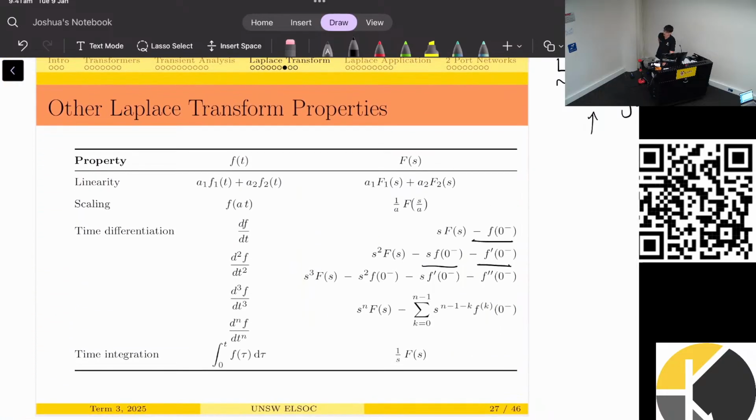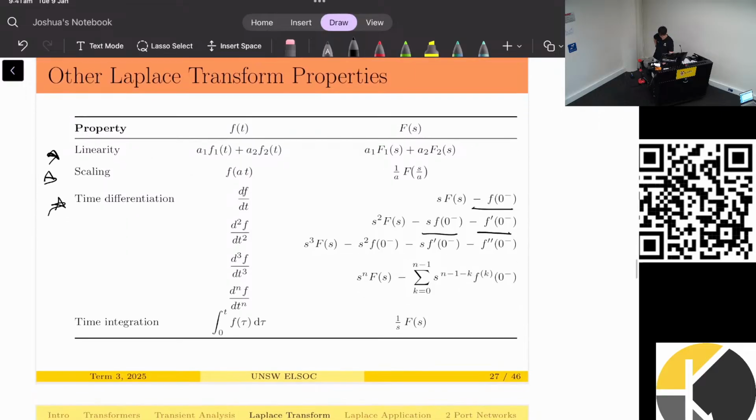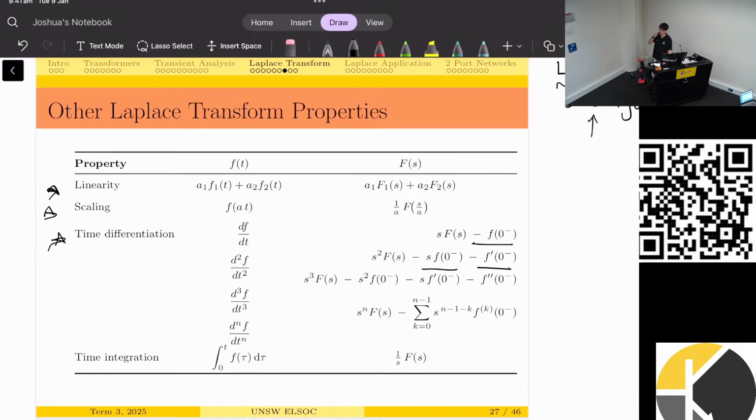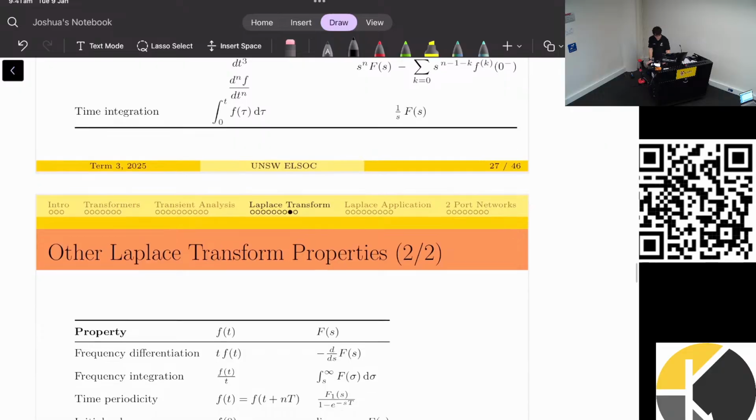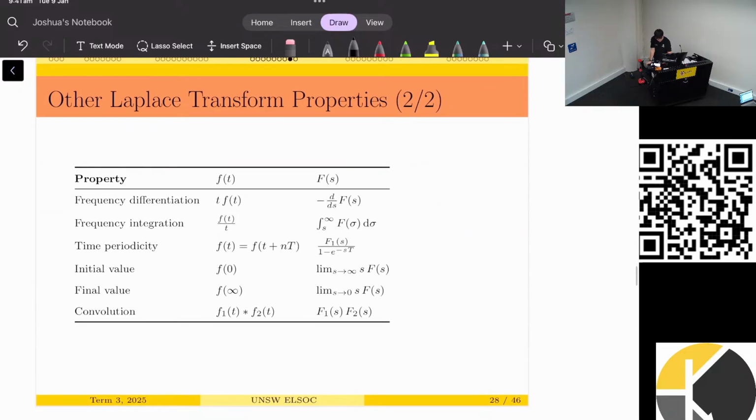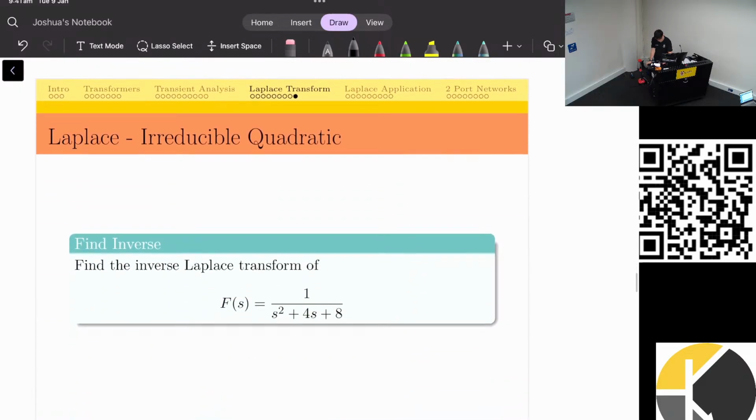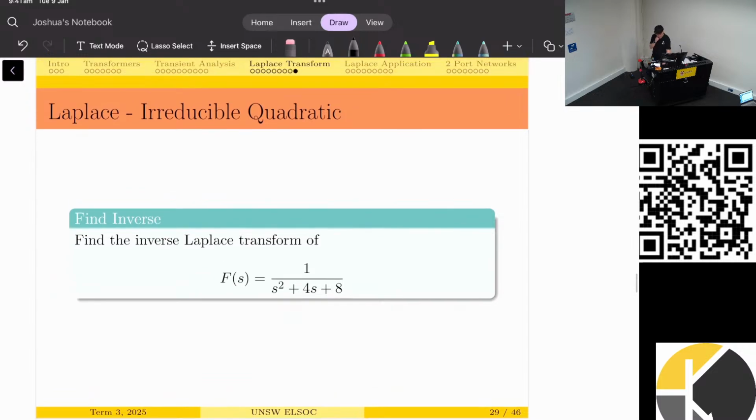Here's a list of the other properties that might come up. Very importantly, time differentiation. It's very important when we're applying this to circuits. And scaling and linearity are kind of a given in a sense. Again, those two are the same from Fourier transform. And more properties, yes. Cool. Alright, before we jump into applications, I have one more question I want to go over.